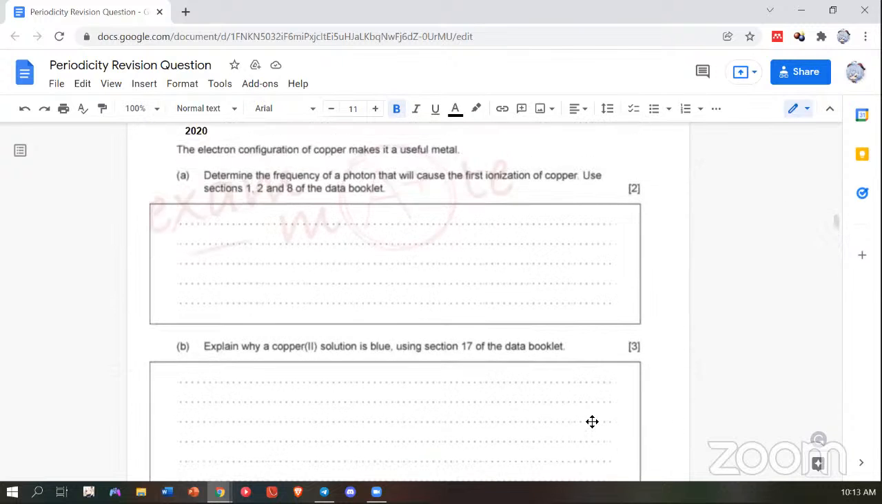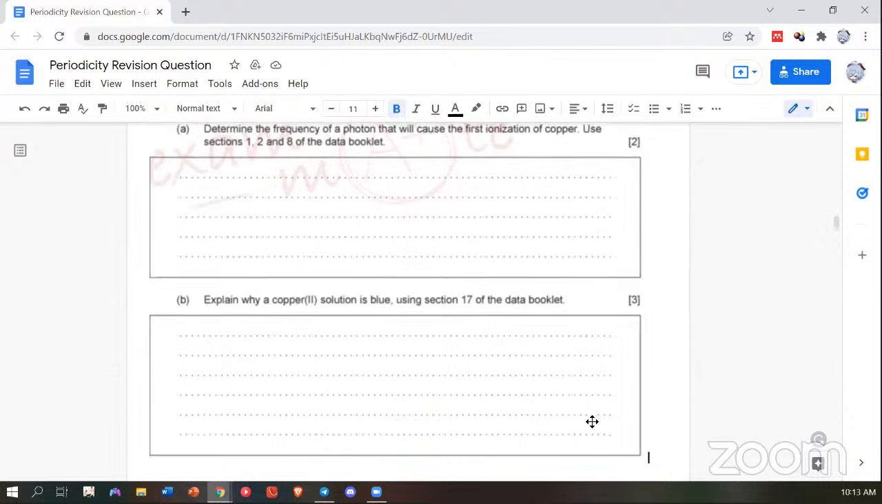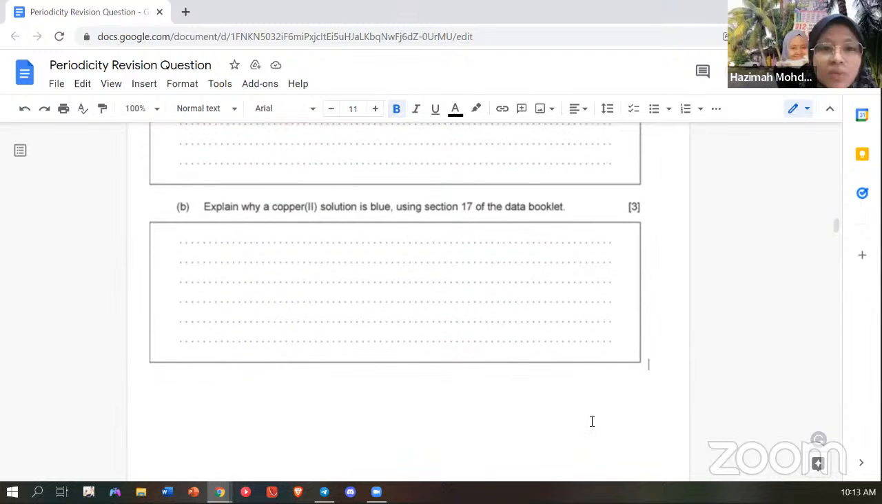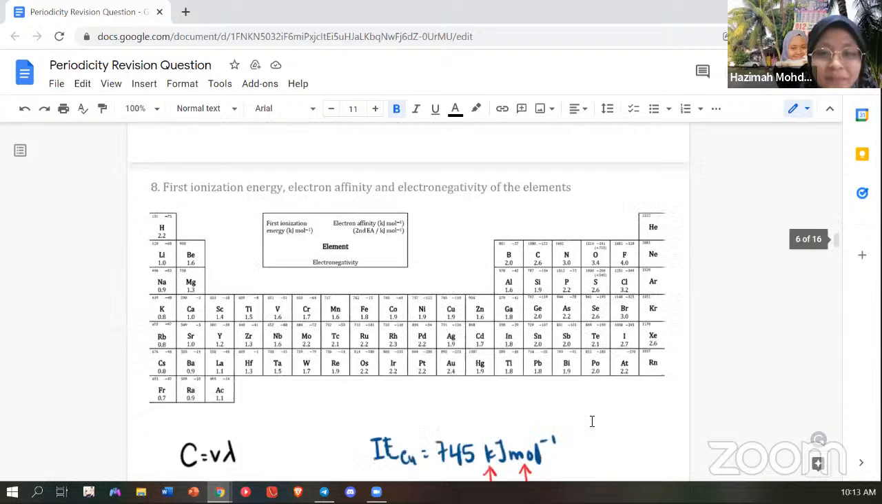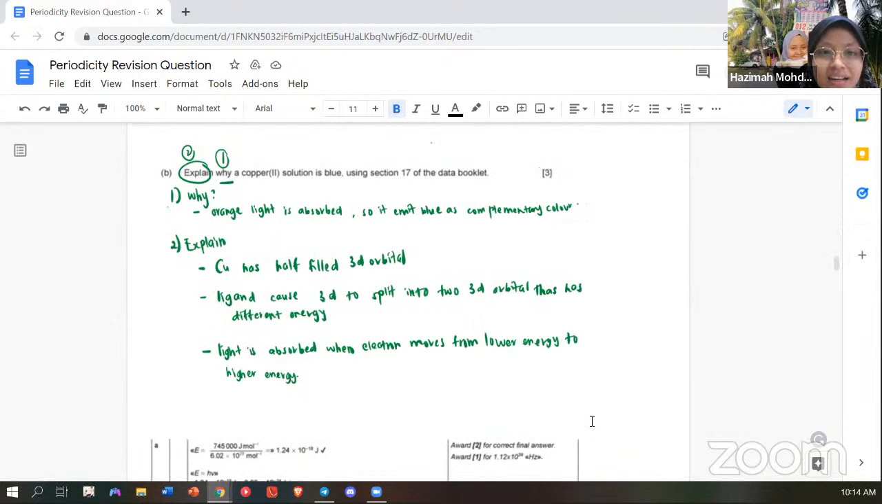Okay, let's go. Second, it says explain why a copper 2 solution is blue using section 17 of the data booklet. So we open section 17. Section 17 shows the color wheel. Okay, scroll down. Here there is a key term, explain. So we must explain and give the process. Why is the copper solution blue?